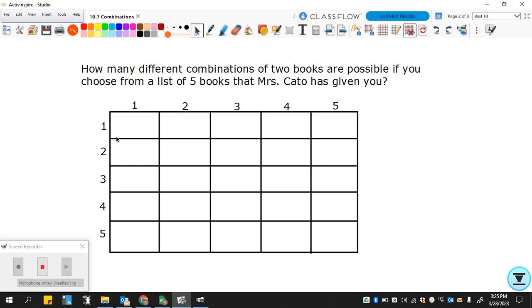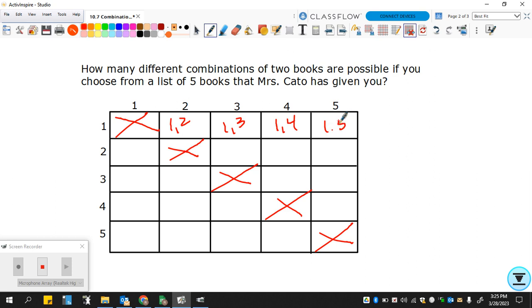Okay, so when we're listing all the different combinations, well, obviously, you can't choose book 1 first and then combine it with book 1 again. So that is not a combination. Same thing goes with book 2 and book 2, 3 and 3, 4 and 4, and 5 and 5. But if you look at it, you have book 1 and book 2, book 1 and book 3, book 1 and book 4, book 1 and 5.